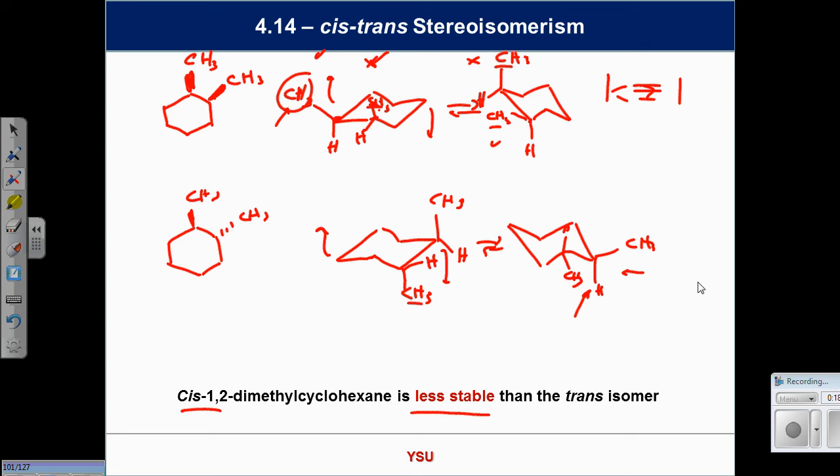For this isomer, which picture do you prefer, left or right? The one on the right. Why? Because both the large groups are equatorial, and that gets rid of what? 1,3 diaxial interactions.